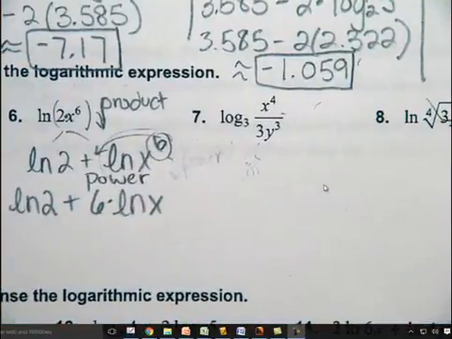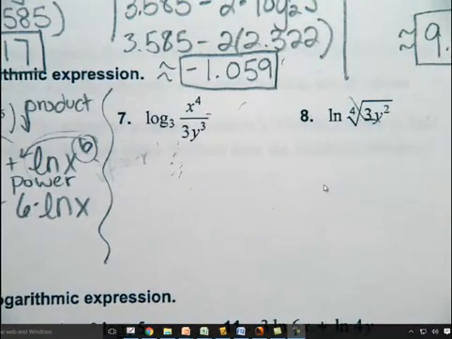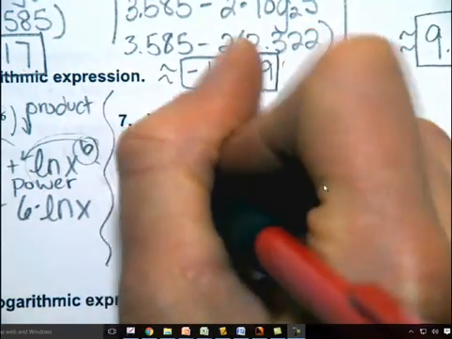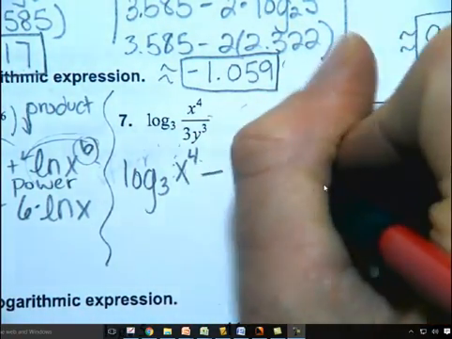Jacob, what do you think about the next one? How could I rewrite that in expanded form? Not sure? You want to take a guess? Not really? Okay, if we see division, what do we do instead? Subtract. So it's log base 3 of the numerator minus log base 3 of the denominator.